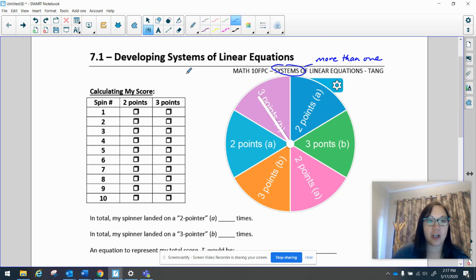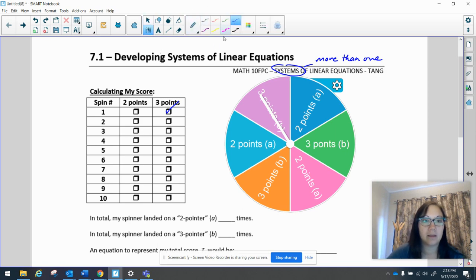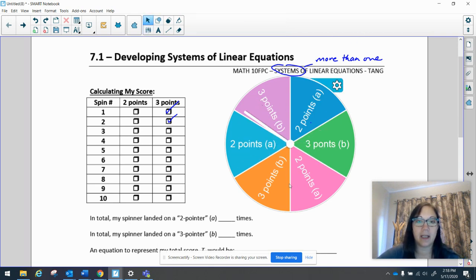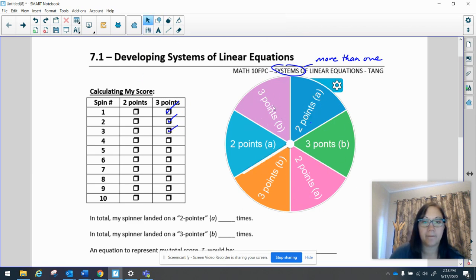So I'm going to go ahead and check off that we got 3 points. Go ahead and click it again. 3 points again. Okay, here we go. Spinning it again. 3 points again. Oh my goodness, this thing is rigged. Three points again.